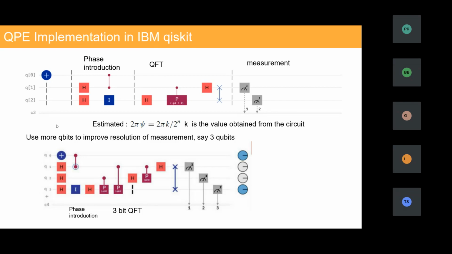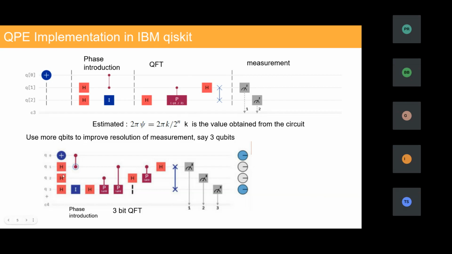I did not try it out though, but it is something like this. The estimated value will depend upon this formula. K is what you are measuring and N is the number of qubits which you are using in your circuit. And as I told you, if you use more qubits, that will enhance the resolution. So with 3 qubits, what is the additional cost you're going to pay? The QFT which you plug in will not be a 2 qubit QFT, but a 3 qubit QFT.